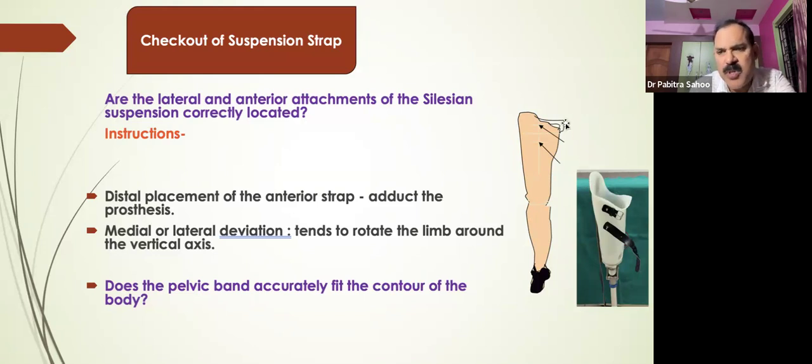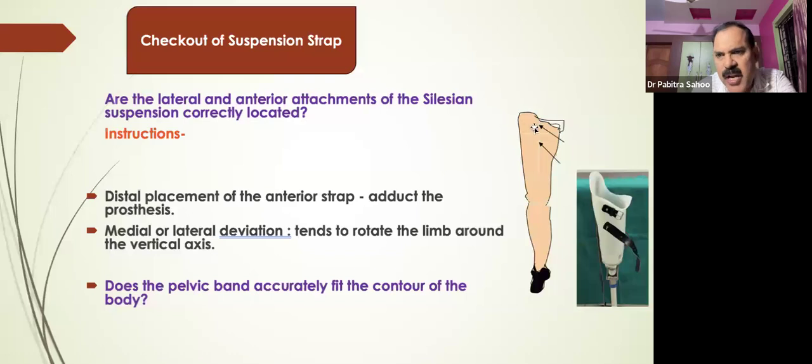So these are three types of suspension system used in AK prostheses, but the most common is the Silesian strap. It has a lateral attachment and two anterior attachments, which wrap around the stump and the pelvis, and this stabilizes the socket on the residual stump. So check whether the lateral and anterior attachments of the Silesian suspension are correctly located or not. How do you decide the anterior attachment of the Silesian strap?